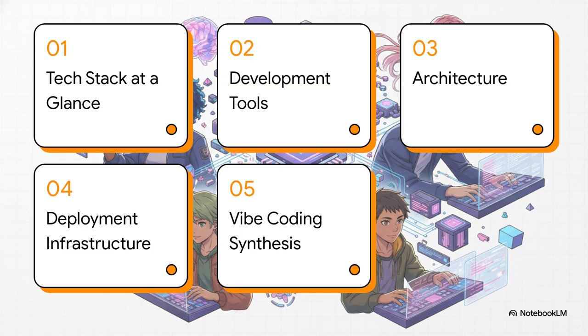So here's our roadmap. We'll start with a bird's eye view of the entire tech stack. Then we'll zoom in on the development tools, followed by the core architecture for data and logic. After that, we'll cover the deployment infrastructure, and finally, we'll tie it all together and talk about why this particular setup is so optimal for a methodology called vibe coding.